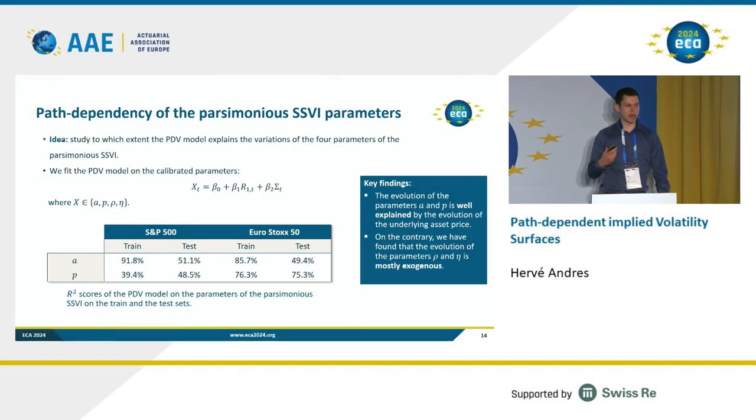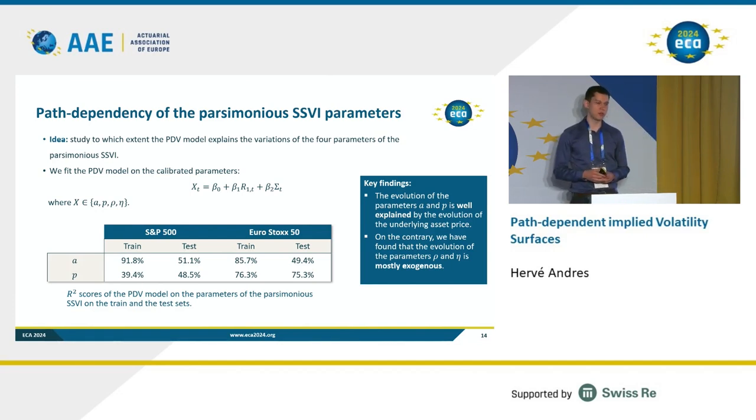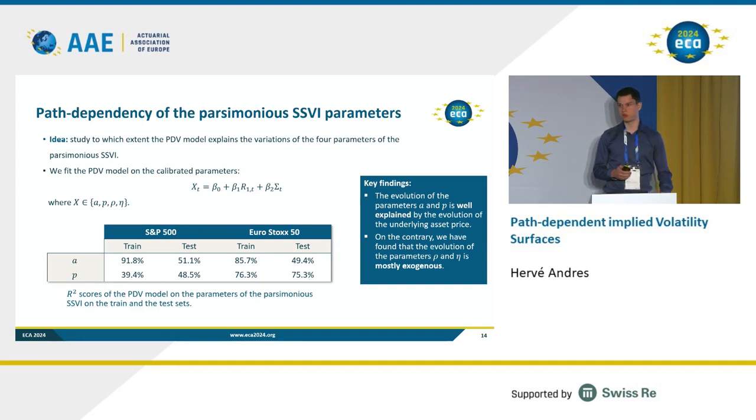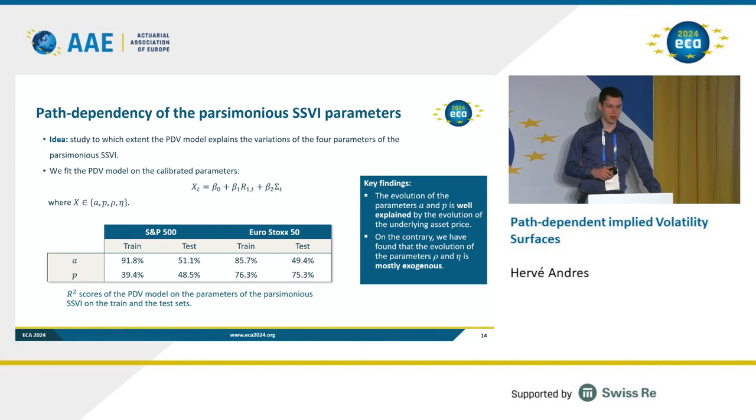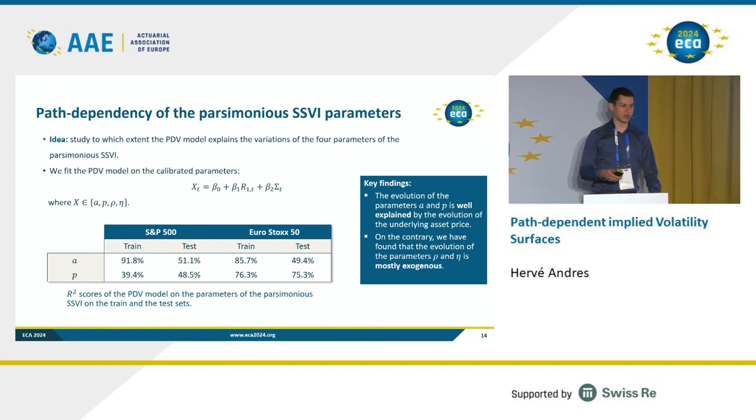So now we would like to put a dynamic on our 4 parameters to be able to obtain a way to simulate the evolution over time of the implied volatility surface. And because we made this empirical study at the beginning that says that implied volatility depends on the past path of the underlying price, we want to know whether we can do the same analysis for these parameters.